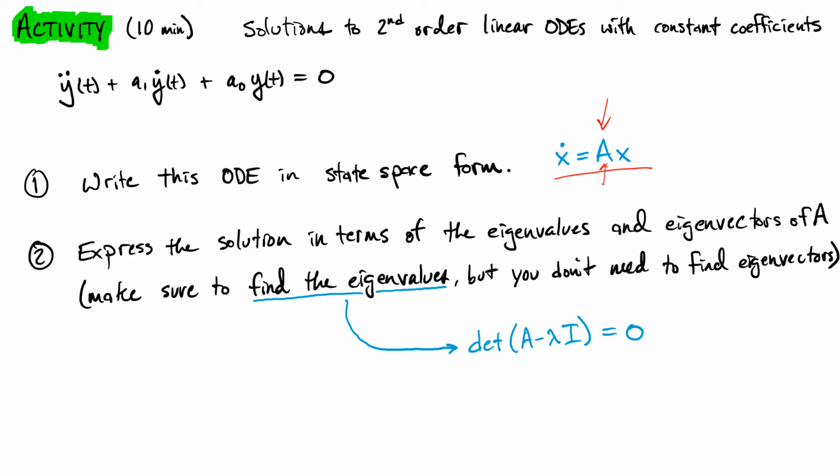And so one of the important steps in that process is finding the eigenvalues. So that's going to be important, finding those eigenvalues. You can go ahead and write down the eigenvectors in terms of V1 and V2. You don't have to find those specifically, but you do need to find the eigenvalues with respect to these parameters A0 and A1. So go ahead and start that, and then we'll go through the solution.